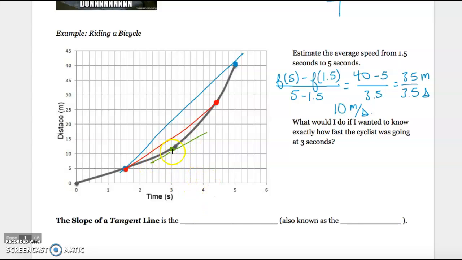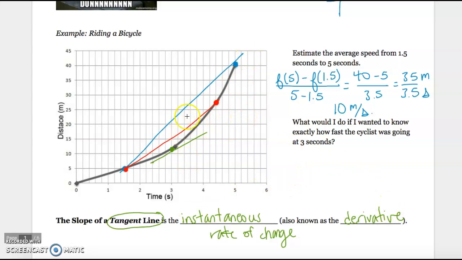And this line, the line that touches the graph just at one place and it has the slope at that point, is what's known as your tangent line. And so your tangent line, the slope of your tangent line, is what's known as your instantaneous rate of change. This is also what's known as our derivative.